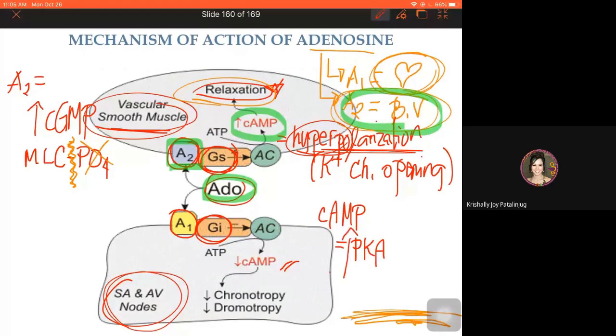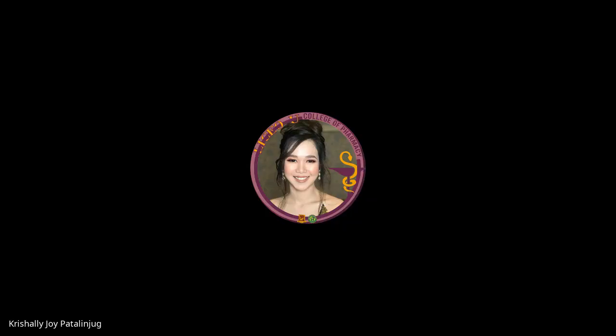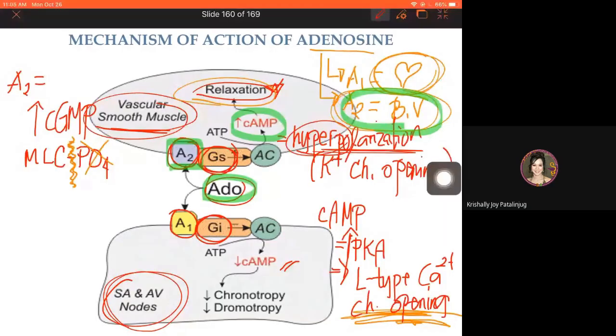And kapag may protein kinase A enzyme, it causes L-type calcium channel opening, 'di ba? Ito lang i-recall ha. Ito yung nangyayari kapag may enough cAMP level sa cardiac cell. Na-activate yung PKA, and with PKA, na-open yung L-type calcium channel. Naalala ba yung L-type calcium channel?